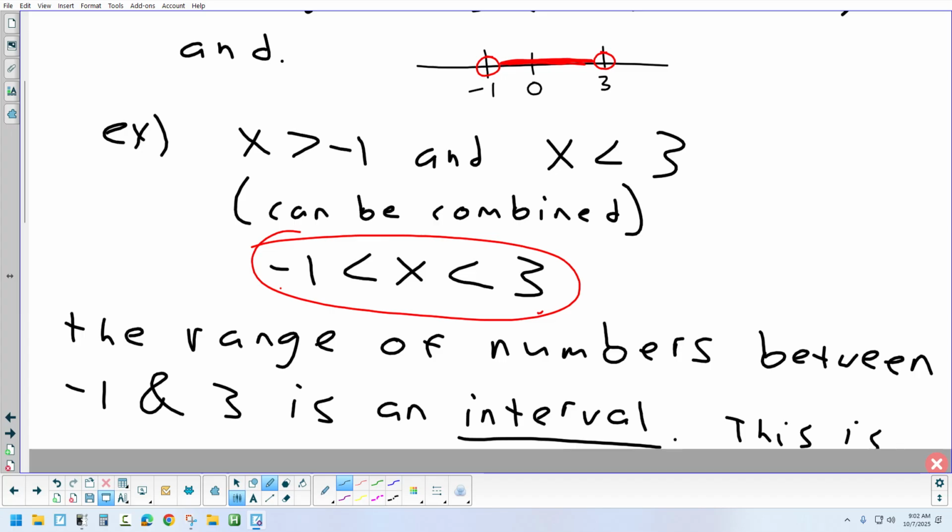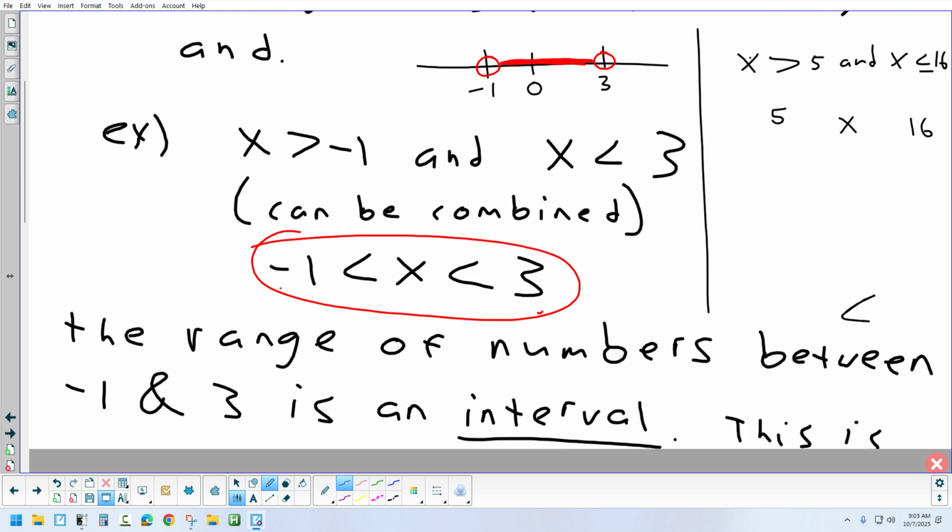So let's look at another one, just as an example of combining inequalities. Let's say I had x is greater than 5 and x is less than or equal to 16. If I wanted to combine those two together into one, where would the letter go? Yep, letter goes in the middle. Which number would go on the left? Yep, smaller on the left, and the bigger number? 16. On the right.